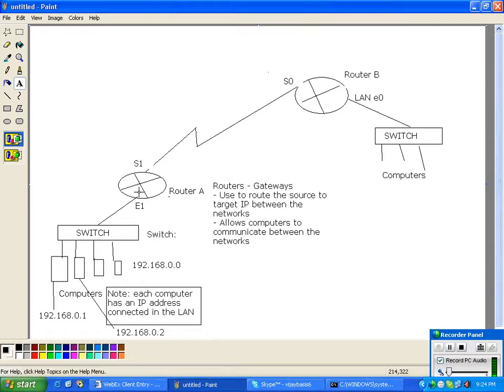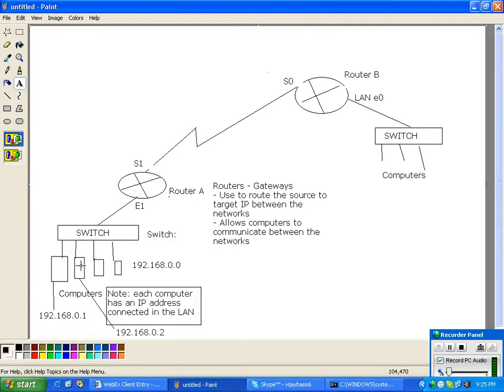The switch just passes my computer signal to the router. Router has two interfaces. One is the LAN interface, the other one is the serial interface. We call them LAN and WAN interfaces. One is the inbound signal, the other one is called the outbound signal. So the router will have an inbound signal and an outbound signal.